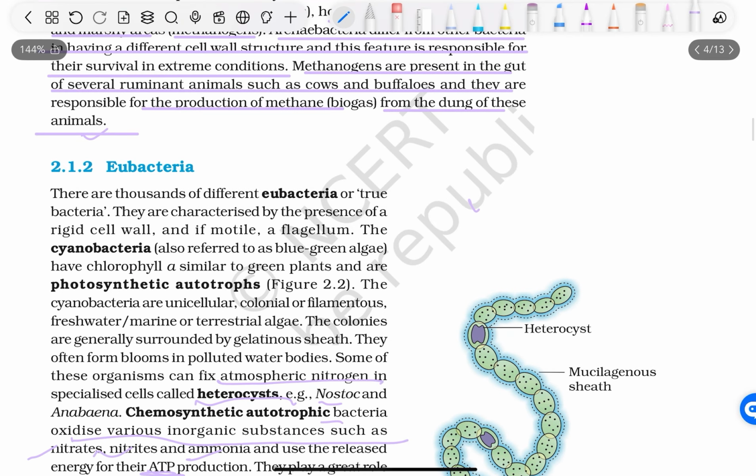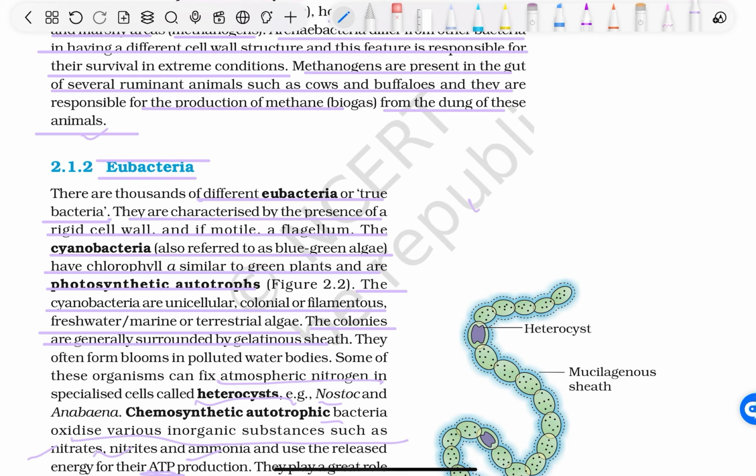Next heading 2.1.2, that is Eubacteria. There are thousands of different eubacteria or true bacteria. They are characterized by the presence of a rigid cell wall and a motile flagellum. The cyanobacteria, also referred to as blue-green algae, have chlorophyll a similar to green plants and are photosynthetic autotrophs. The cyanobacteria are unicellular, colonial or filamentous, freshwater or marine or terrestrial algae. The colonies are generally surrounded by a gelatinous sheath. They often form blooms in polluted water bodies. Some of these organisms can fix atmospheric nitrogen in specialized cells called heterocysts, for example Nostoc and Anabaena.